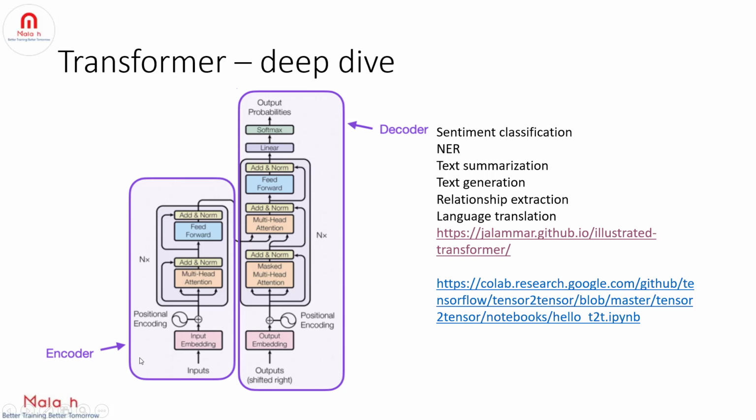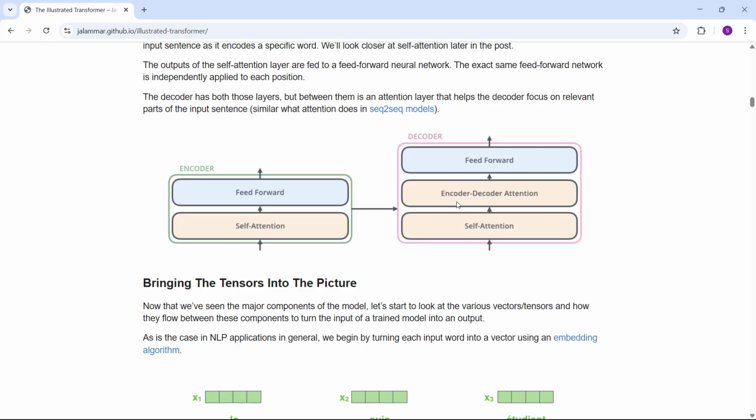So now you understood the difference between encoder and decoder at a high level, right? That is, in case of encoder it is self-attention, right? Whereas in case of decoder it is masked self-attention.